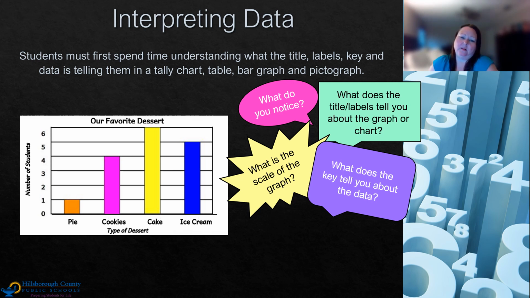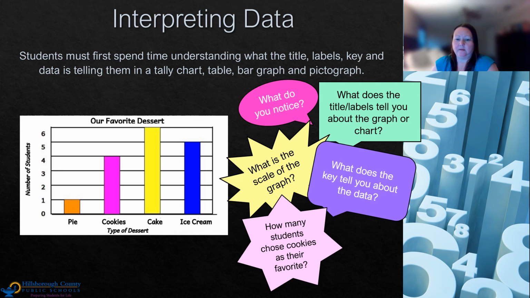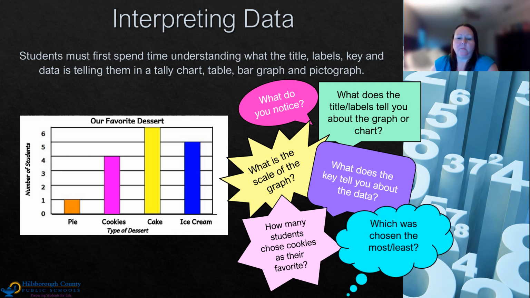So for this one, there is no key, but if it was a pictograph, we definitely would want to discover that. How many students chose cookies as their favorite? So making sure that kids know how to read that graph and see that it stops at 4, so that means 4 students. And then which was chosen the most? Well, it looks like cake because it has the longest bar. And then what was chosen the least? Pie, because it has the shortest bar.